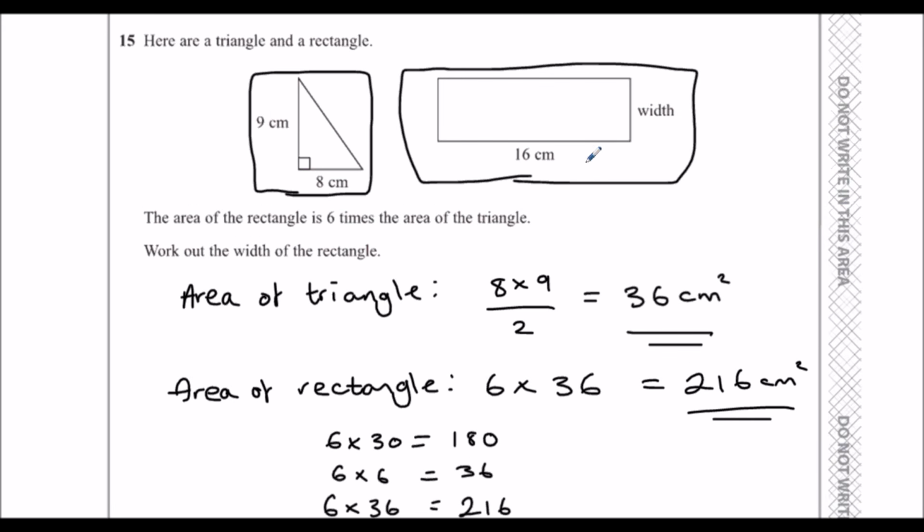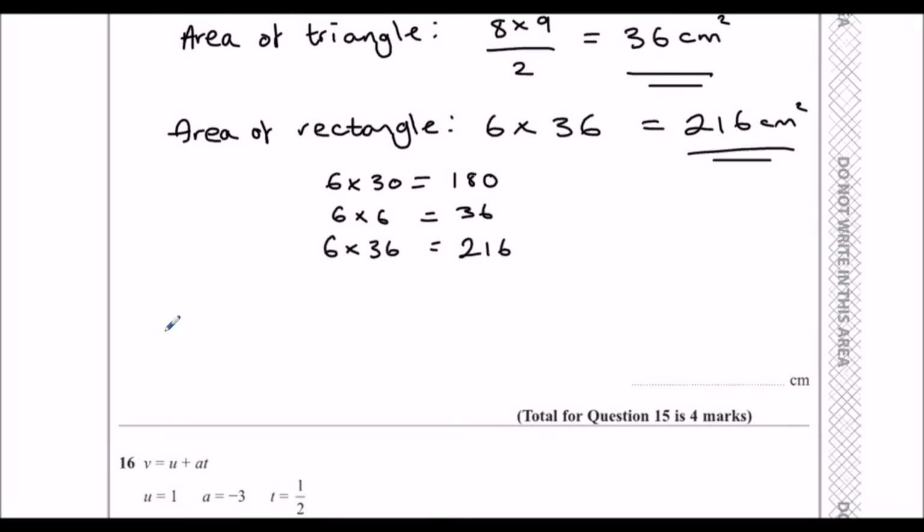And, well, the area of a rectangle is length times width. So it's 16 times the width. I'll just put 16W equals 216. So the W is, to get rid of a times, we do a divide. So 216 over 16. So we need to do division now. We can do long division, or we could cancel down the fraction. Either way is going to work.